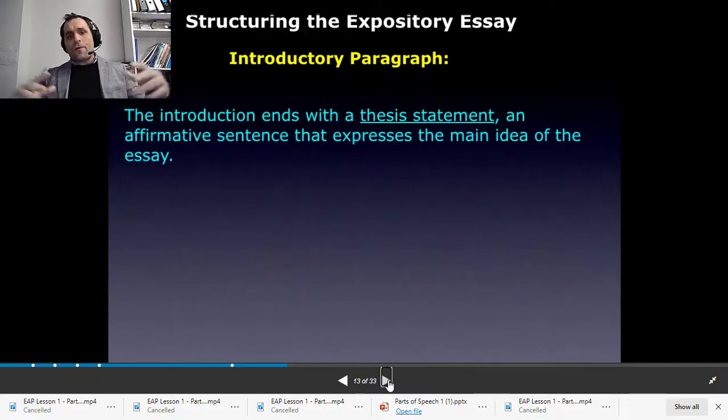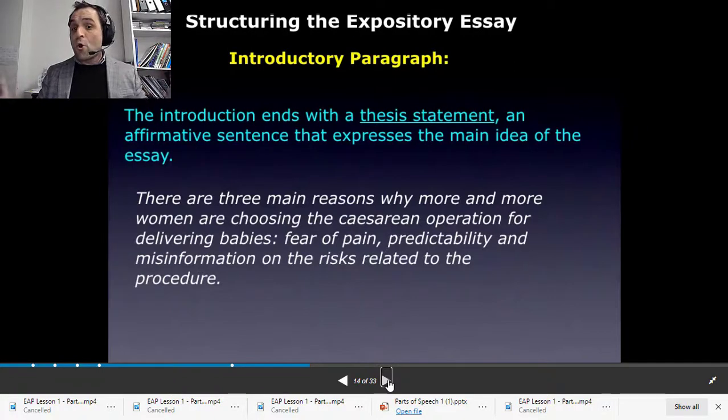There are 3 main reasons why more and more women are choosing the cesarean operation for delivering babies: fear of pain, predictability, and misinformation on the risks related to the procedure.